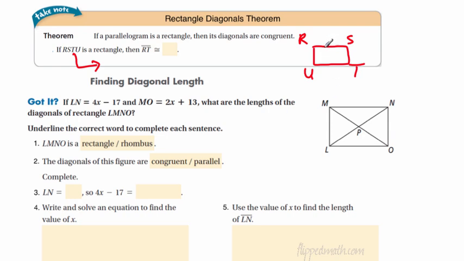RT. So what do we have? RT is congruent to what? RT is the diagonal going this way. That'd be congruent to the diagonal going this way. So RT is congruent to US.